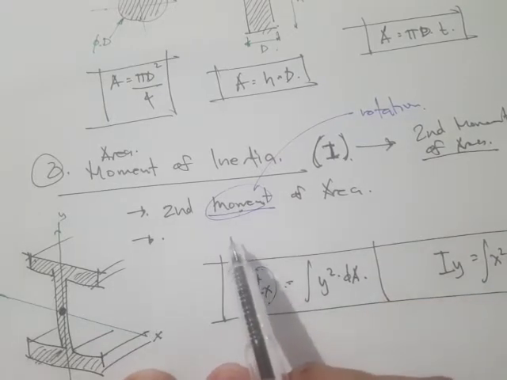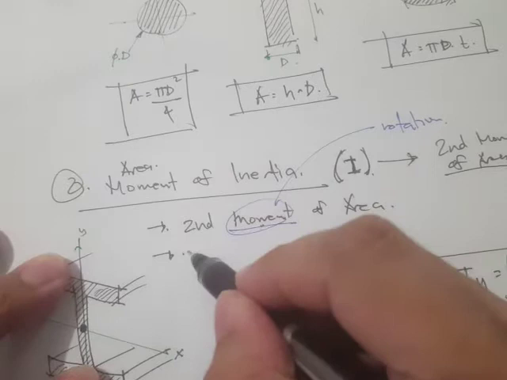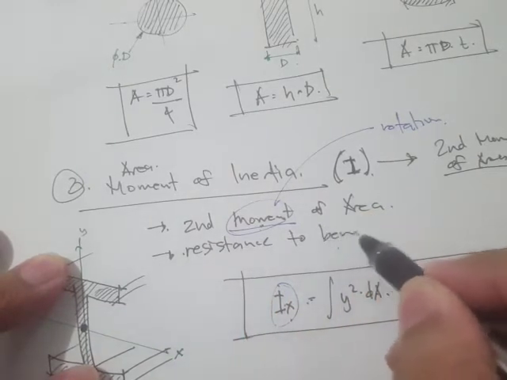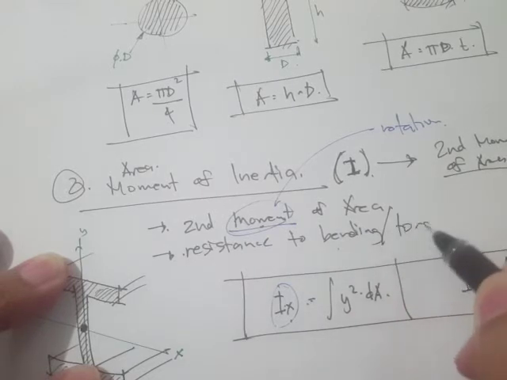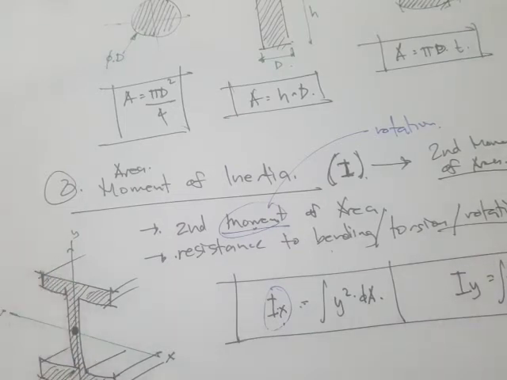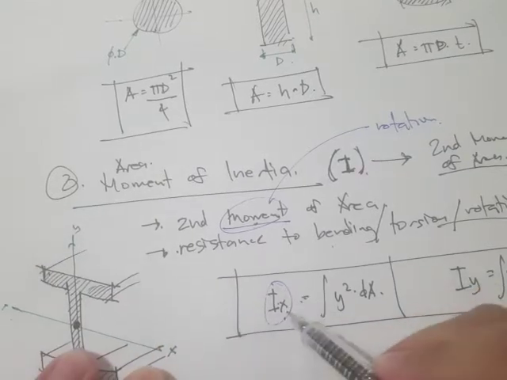And by the way, as I have said, this moment of inertia comes into play when dealing with flexure or bending, let's say the bending stresses. Okay, so somehow it's like a resistance to, let's say, bending or torsion, or simply rotation. So the more area away from the neutral axis, actually that's more resistant. Okay, so right here, this is our expression I sub x.